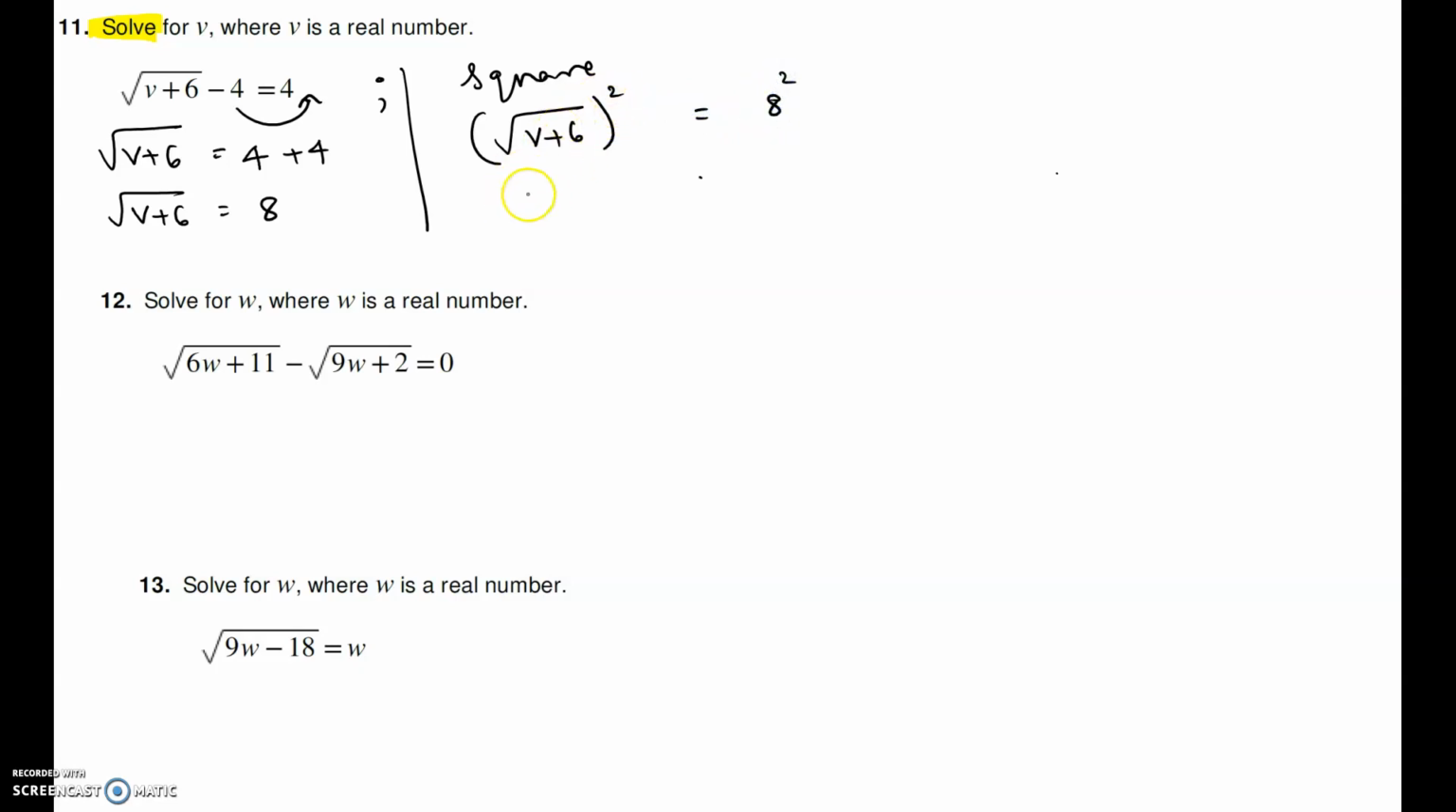The square and square root, they cancel out and you get v plus 6 on the left hand side. 8 square, that will be a 64. So move the 6 to the other side, that will become negative 6. So v equal to 64 minus 6, or v equal to 58.